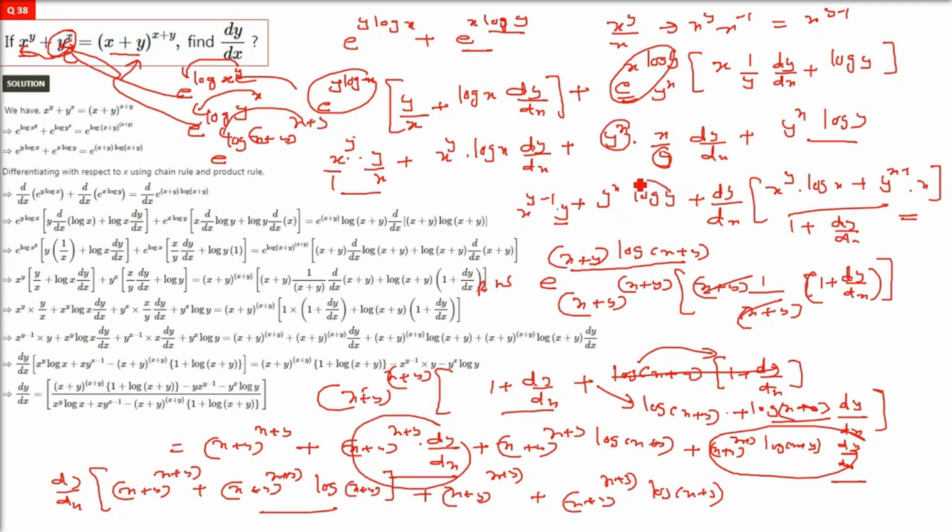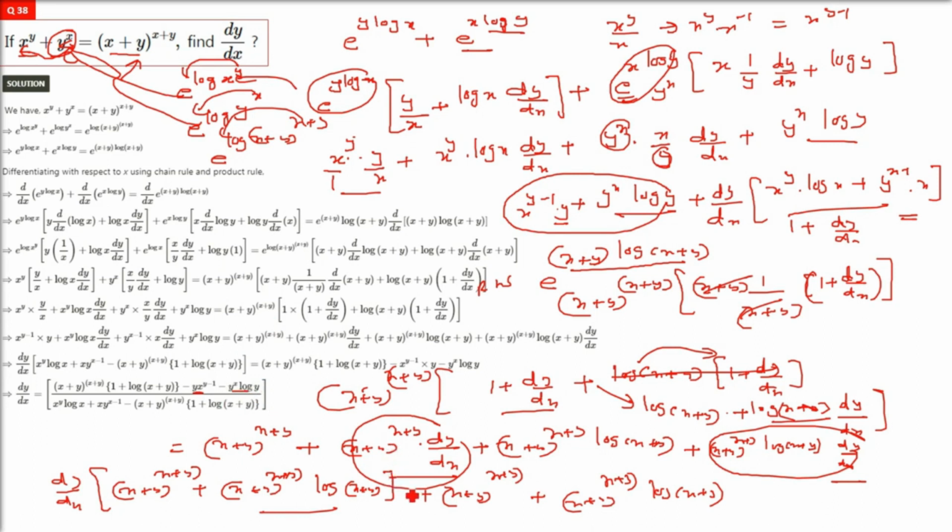So now you see these two terms on the right with negative. I told you: x to the power y minus 1 into x into y, this is the first term. Then y to the power x log y, in the negative because it will go on the right hand side. This is the second term.